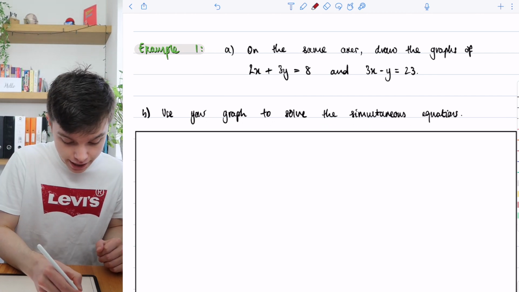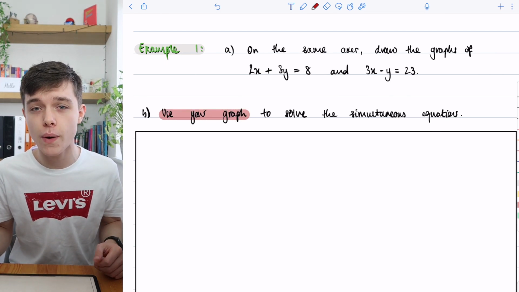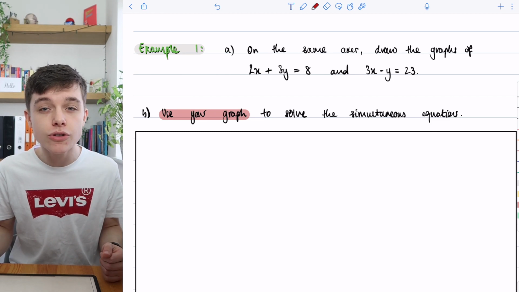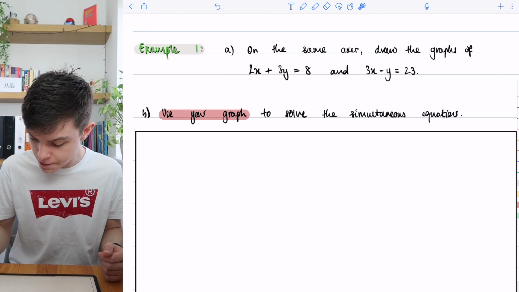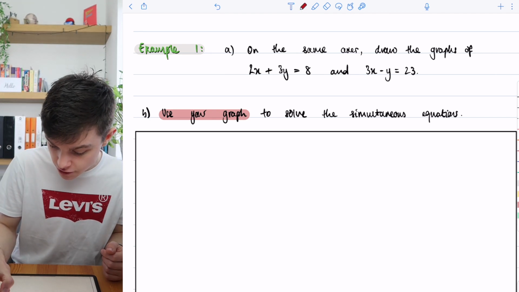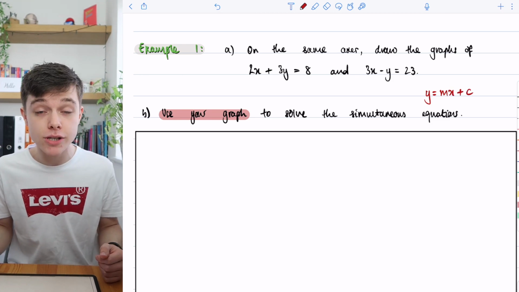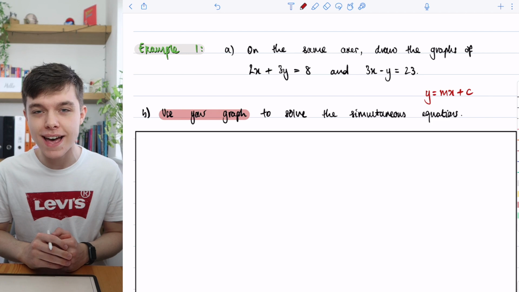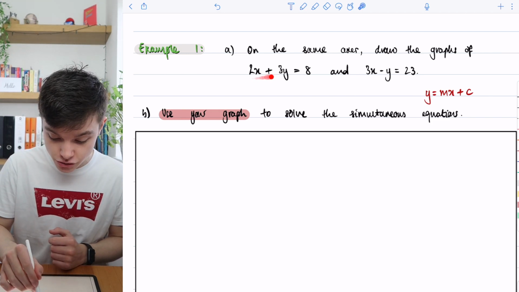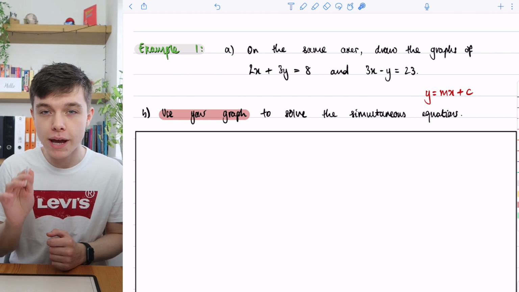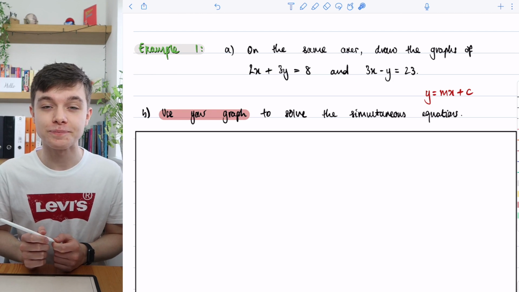Now it's important here that you do use your graph. If you were to solve these simultaneous equations like we've done in our previous videos, you wouldn't get the marks, because it's asking you to use your graph, okay? So pause and have a go. I'll give you a little hint. y equals mx plus c, if you remember, where m is your gradient and c is your y-intercept, is the general form of a straight line. And if you get each of these straight lines into this form, it will help you graph them. So pause and have a go, and then we'll work through the answer.